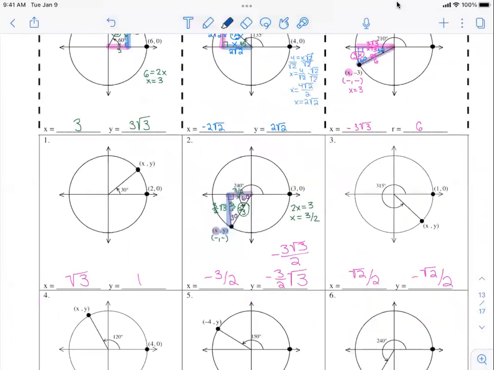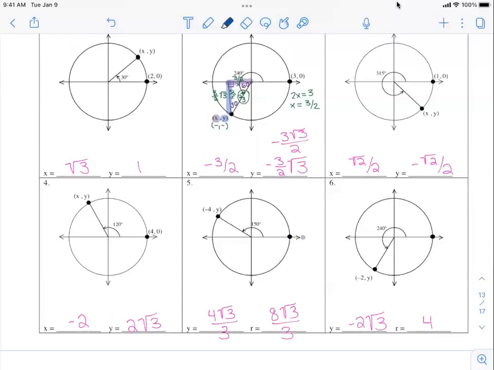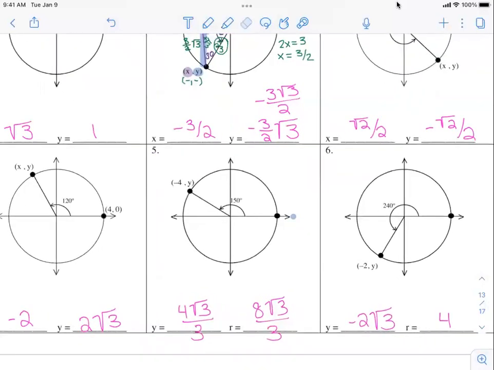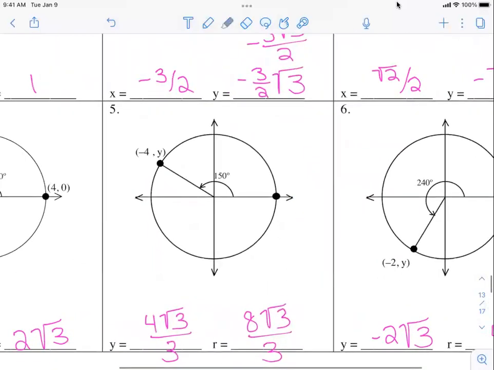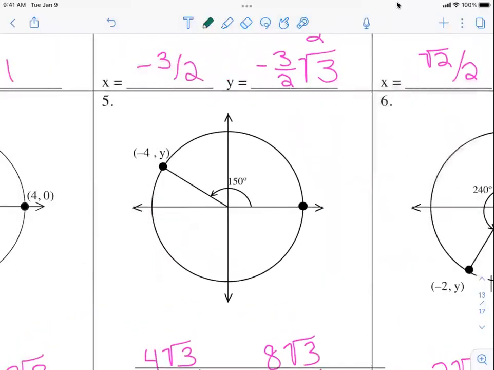All right, what else? Let's take a look at number 5. Number 5 is one where they don't tell us the radius, they tell us the x value. So I think this is a good one to practice. Once again, you're going to drop down your height, and we're going to figure out our angle. 180 minus 150 is 30. So we've got a 30, 60, 90 in here.